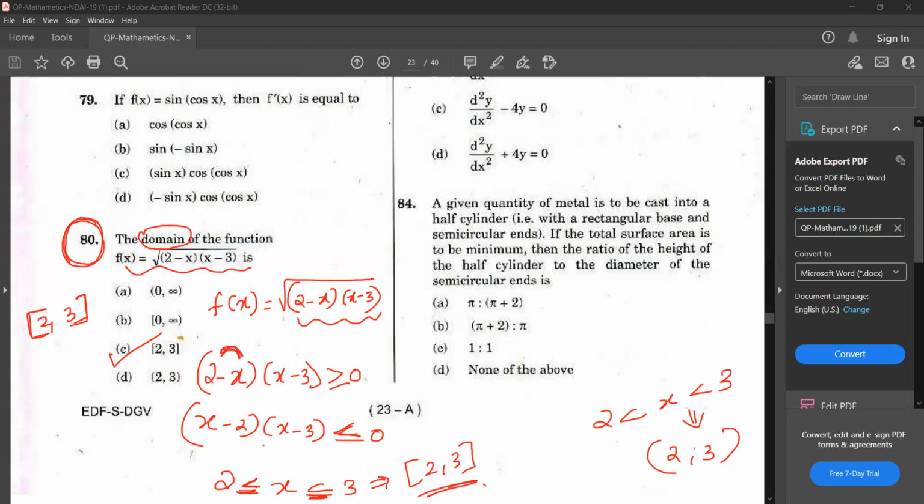Why is this interval 2 to 3 coming? Just check. If I take 2.1, for example, 2.1 minus 2 into 2.1 minus 3. This part will be positive, this part will be negative. So positive into negative, you will get a negative, which is obviously less than 0, isn't it? But if I take 1, what happens? 1 minus 2 and 1 minus 3, both will be negative and your answer will be greater than 0. So that condition will not be satisfied. That's why this is the answer, option C. Okay, let's go to the next question.